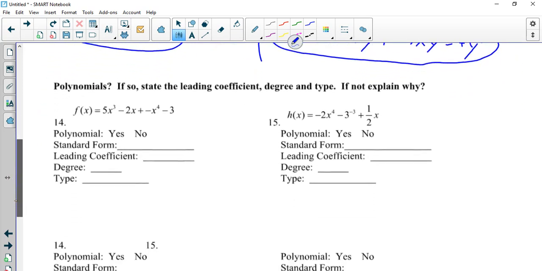Okay, polynomials, yes or no? This one is definitely a polynomial. There goes the board. I'm going to start with my highest degree, which is right there. Negative x to the 4. Next is plus 5x cubed, as if I don't already have bad handwriting, minus 3. I'm trying to figure out where the pen's going to land. Lead coefficient is negative 1. That's right there. The degree is 4, which makes it quartic.